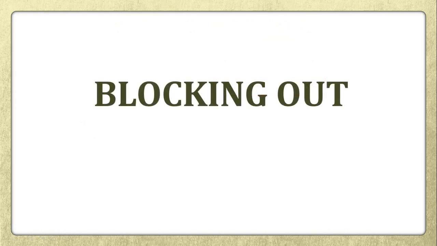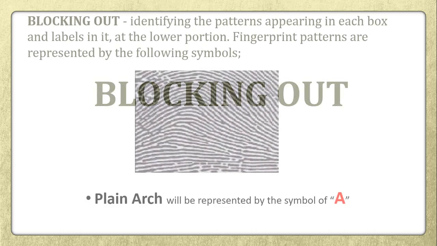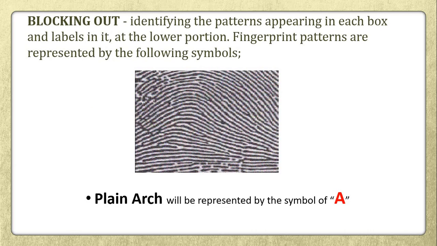However, before we proceed to the first classification formula, which is the primary classification, let us first do the blocking out. So blocking out is the identifying of patterns appearing in each box in labels in it and the lower portion. Fingerprint patterns are represented by the following symbols. So plain arc will be represented by the symbol of A.